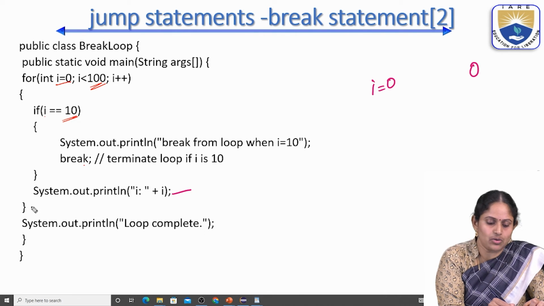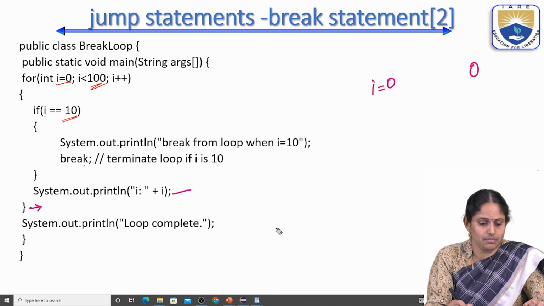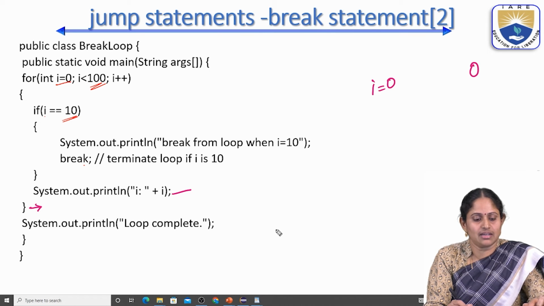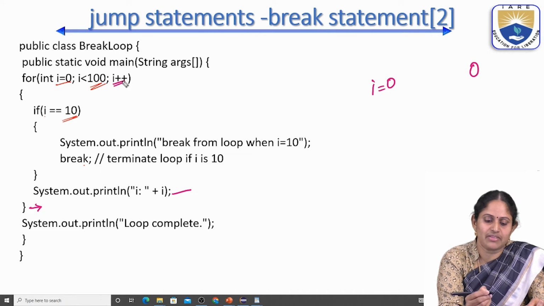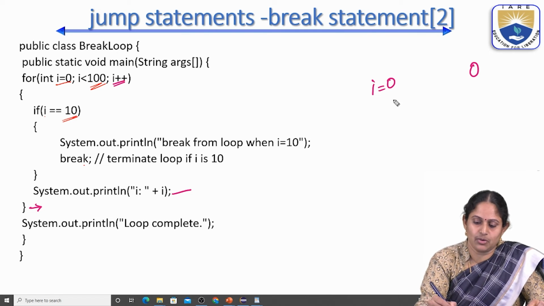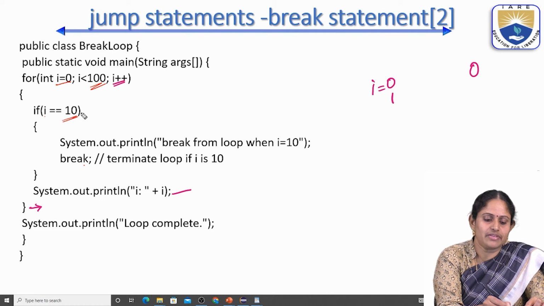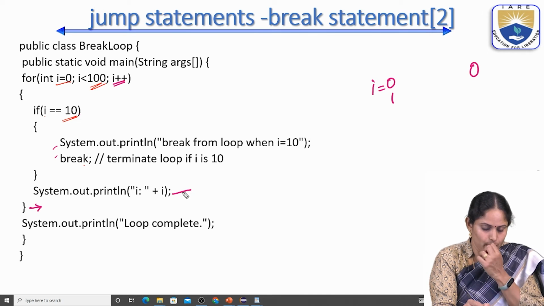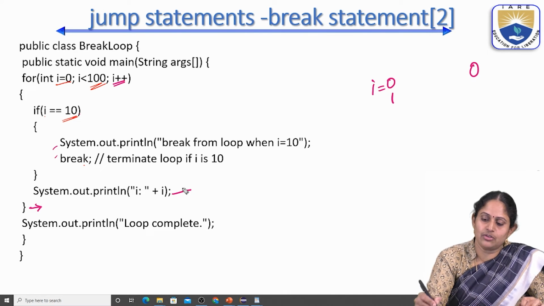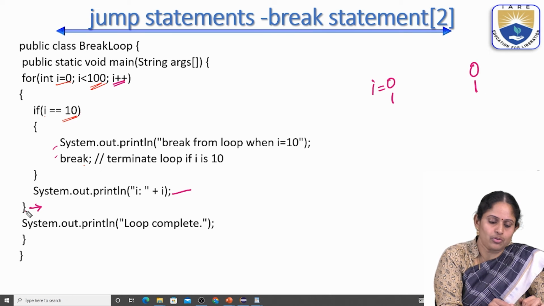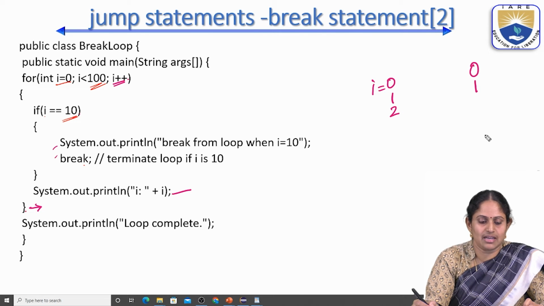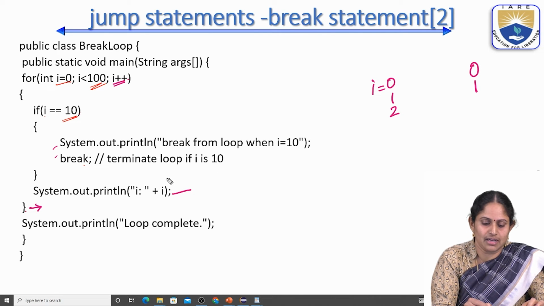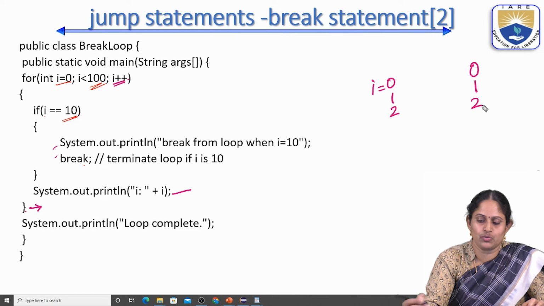Next, it encounters the for loop closure, so the control will come here. I plus plus, I will be incremented, so I value will be 1 now. Again it will check whether I is equal to 10. No, I is not equal to 10, so the statements will be skipped and it will come over here. At this point, I value 1 will be printed. Again at the for loop closure, it will come here. I plus plus, I is 2 now. This if statement fails, so it will come down here and I value 2 will be printed.